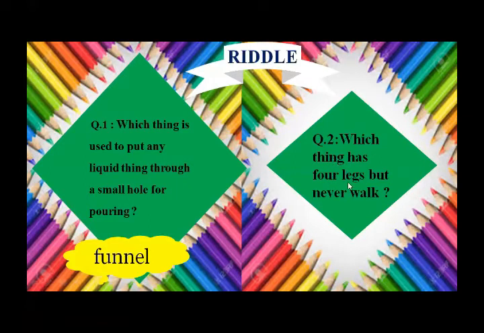Which thing has 4 legs but never walks? You can see around where you are sitting now. I am giving you a hint. On which thing are you sitting now? The thing which has 4 legs but never walks, that is table and chair. The name of the thing which has 4 legs but never walks: it is table and chair.